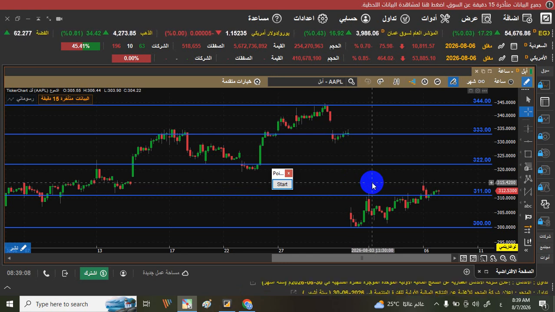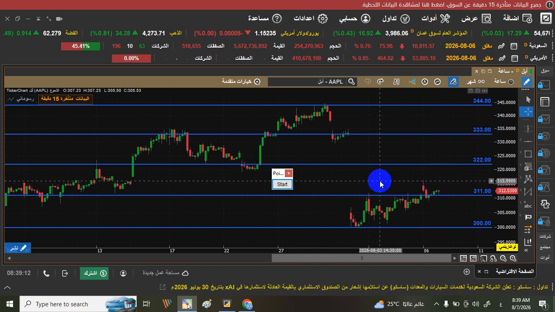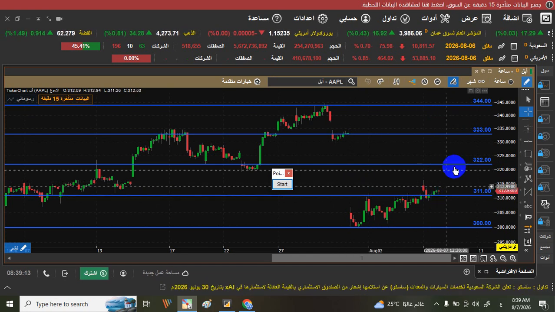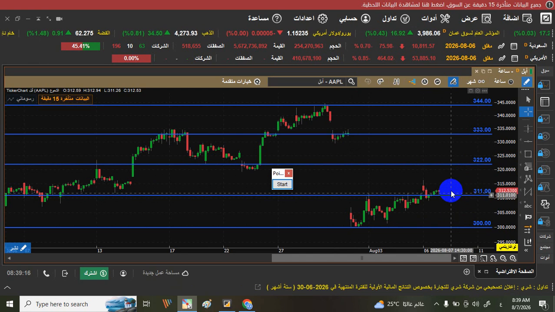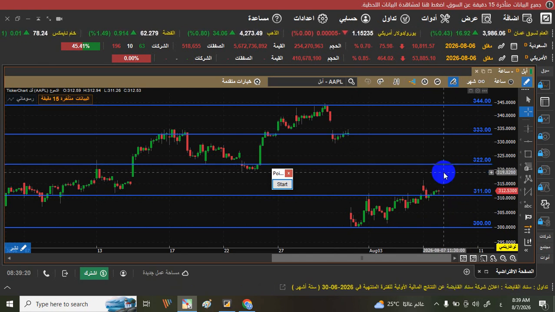Therefore, these numbers are the most important in Apple's near future. The current support is 311, and the current resistance is 322. This was the analysis of Apple stock using one of the secret codes leaked from one of the private courses that I teach regarding US stocks.